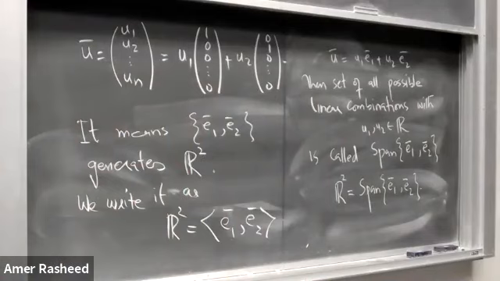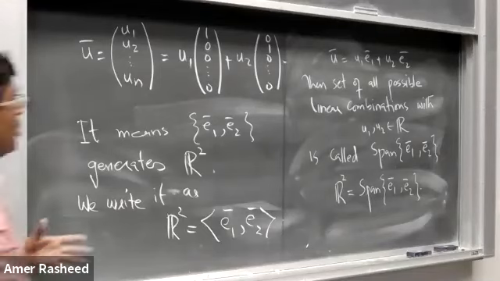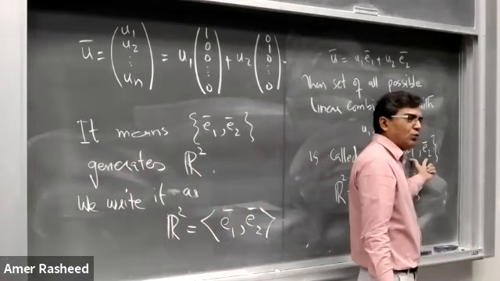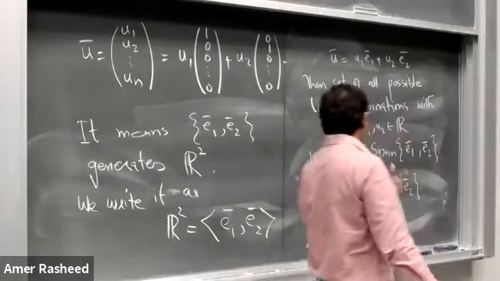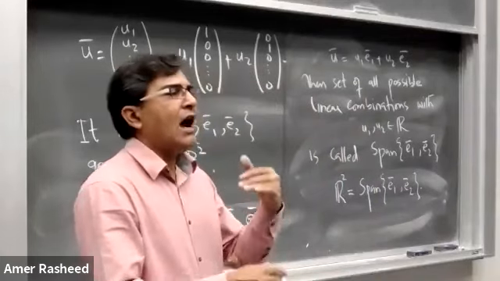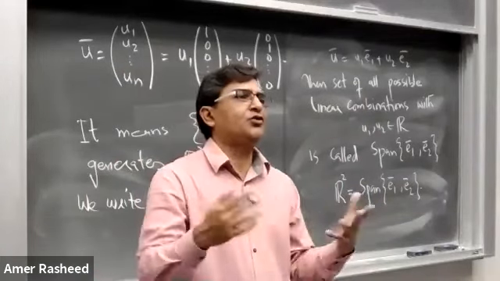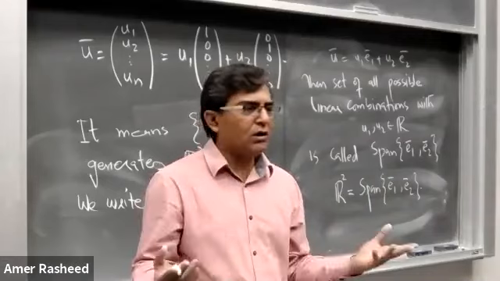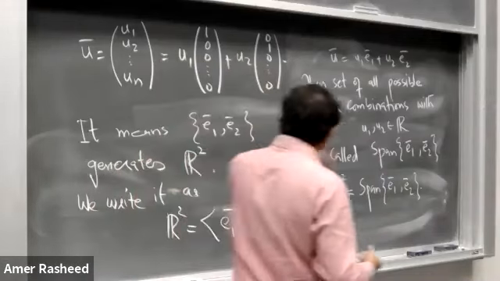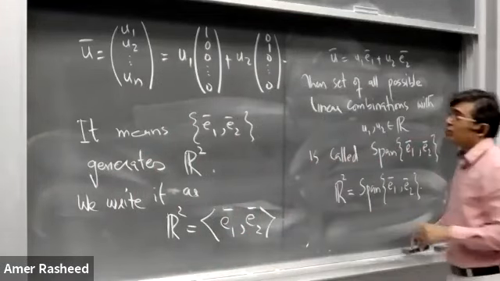Because R2 can be obtained by taking all linear combinations of these two unit vectors, E1 and E2. So this is called R2 is a span of E1 and E2. Similarly, R3 is a span of E1, E2, and E3, and so on. Rn is a span of E1, E2, E3, E4, and so on, En.